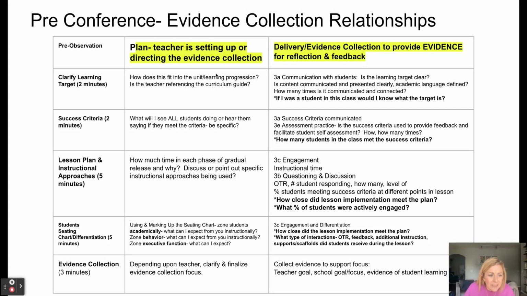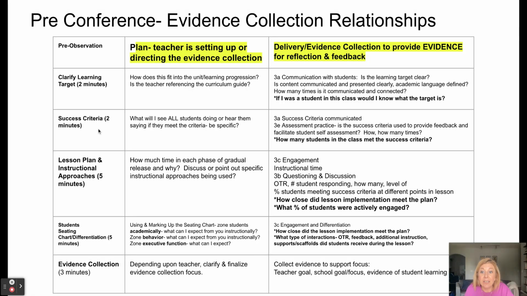You don't have to rewrite this out. You already have it written down in the reflection, so you can just take notes on that. But I'm listening to the answers to these questions, and the teacher essentially is setting up or directing the evidence collection. The teacher is telling me what the plan is and what he or she is anticipating the impact to be. And then during the observation, I'm going to collect data to connect to these things. So let's take this one.